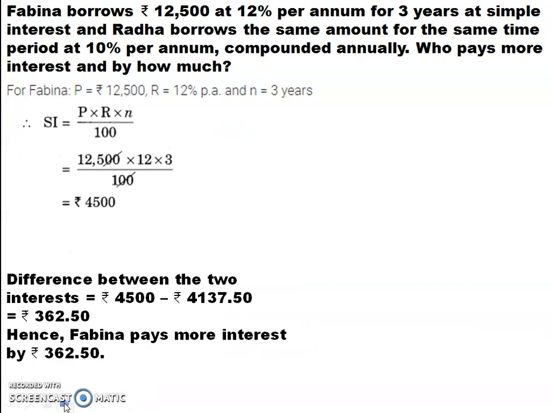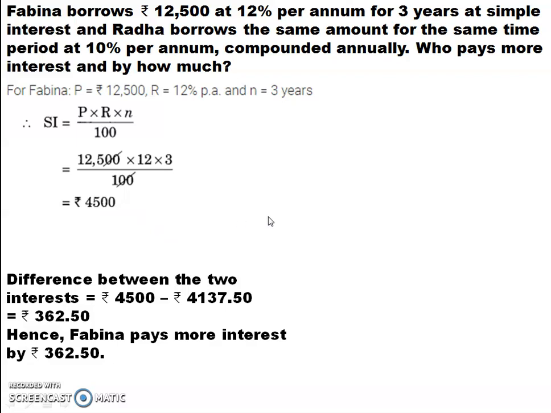Here in the next problem, we are comparing simple interest and compound interest. Febina borrows rupees 12,500 at 12% per annum for 3 years at simple interest. So here Febina is borrowing at the simple interest formula. Radha borrows this amount for the same period at 10% per annum compounded annually. So for Febina, you will use simple interest, that is P into R into N by 100. So you will get simple interest as 4,500.